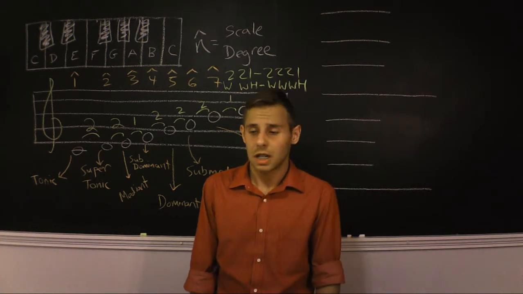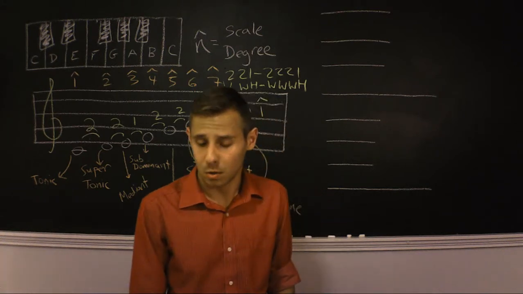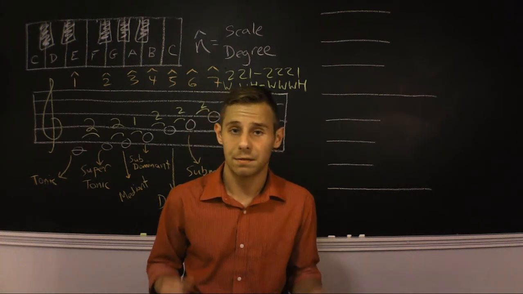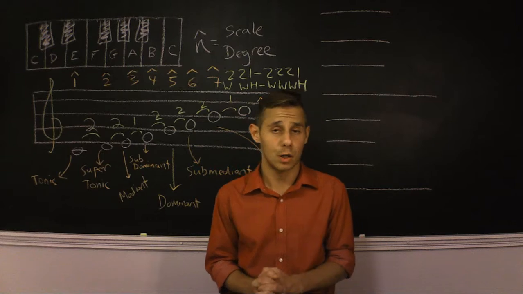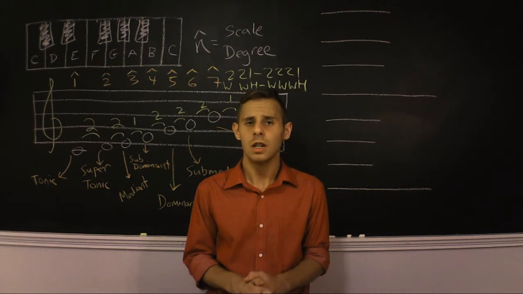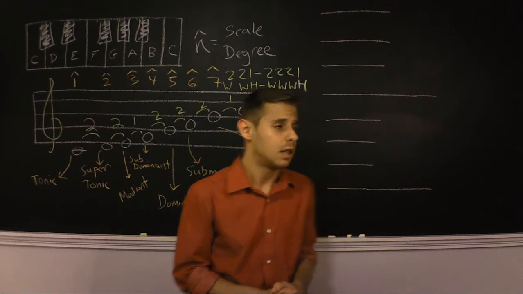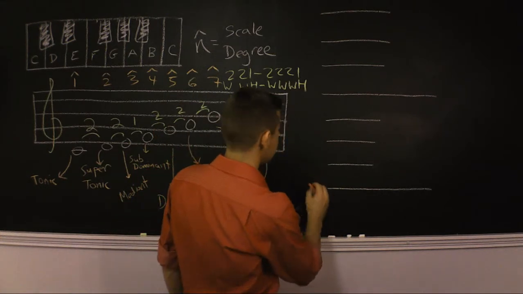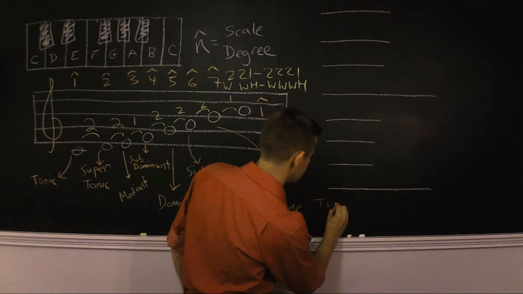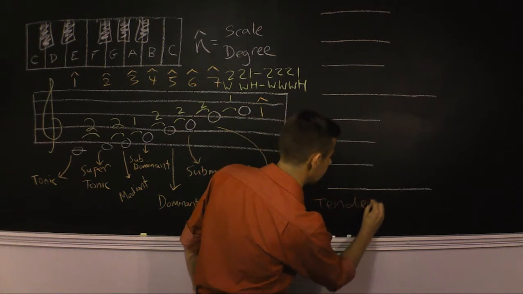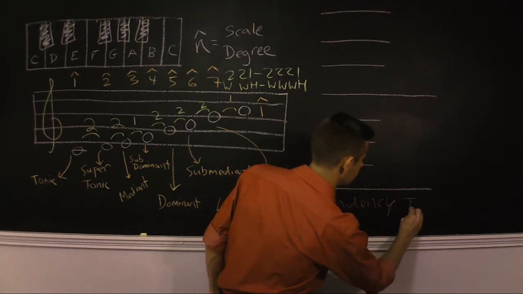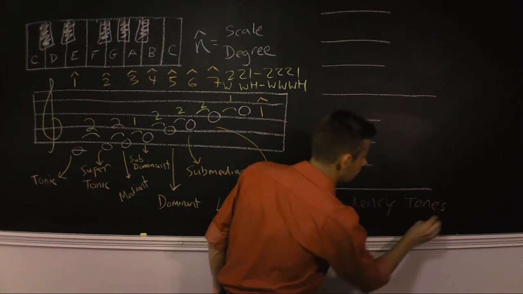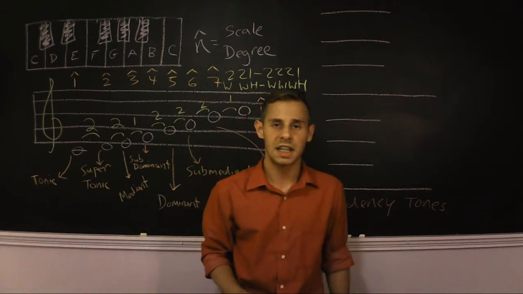Enough on that. What I do want to talk about, though, is these tones that want to move somewhere. They have tension, they're unstable, but they want to go somewhere stable. We call this phenomenon tendency tones, all right? And it's really pretty unique. Tendency tones. And there are some pretty basic tendency tones.